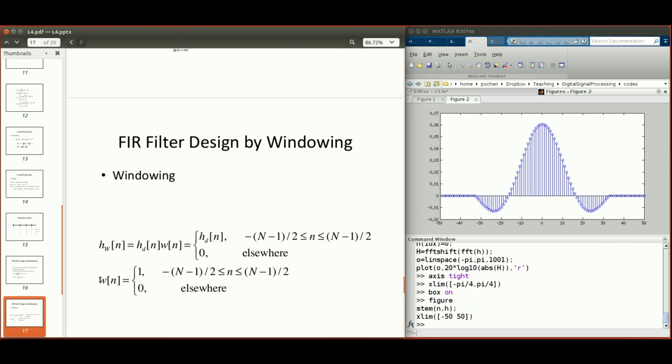And this w[n] is just a time domain boxcar, right? It equals 1 within this range and then 0 everywhere else, right? So that's the time domain windowing operation. And after this windowing operation, we get a new time domain function, hw, which is basically the windowed hd, right?